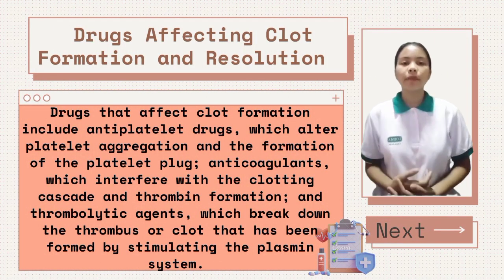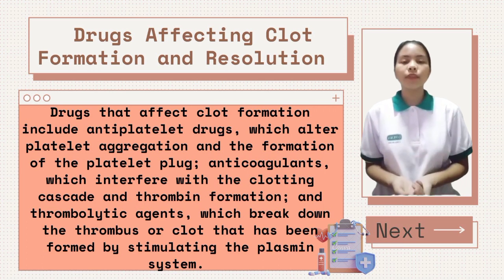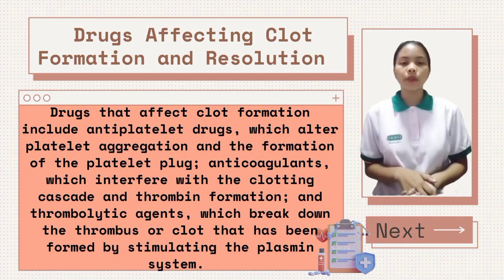Hi, I'm Lucila Abigail Velarde explaining the drugs affecting clot formation and resolution. Drugs that affect clot formation include antiplatelet drugs, which alter platelet aggregation and the formation of the platelet plug, anticoagulants, which interfere with the clotting cascade and thrombin formation, and thrombolytic agents, which break down the thrombus or clot that has been formed by stimulating the plasmin system.